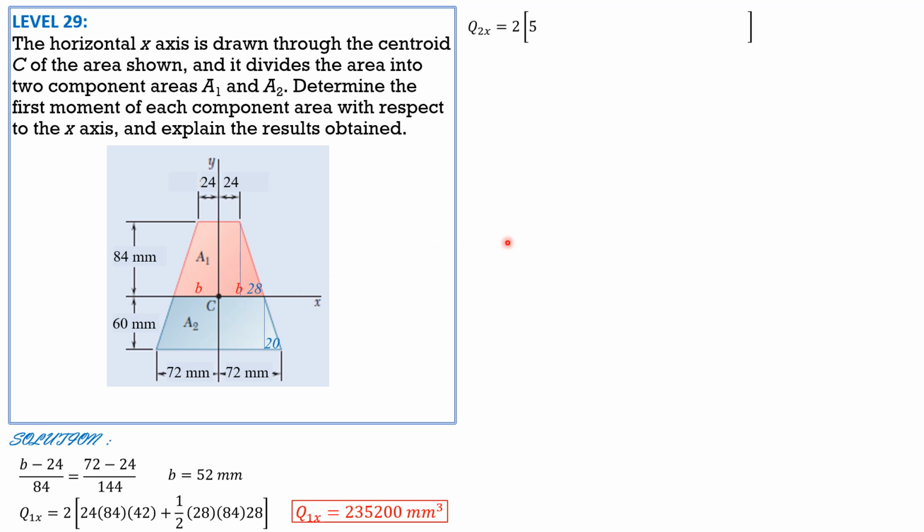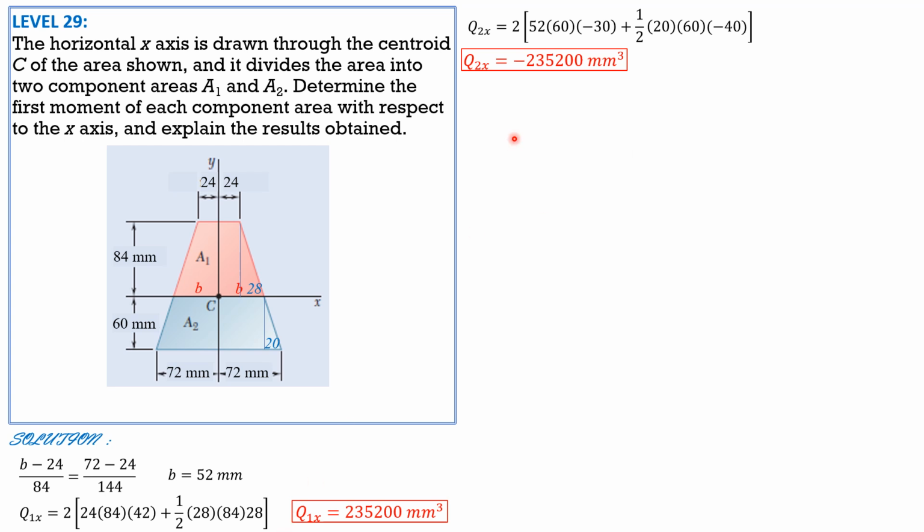So Q2X is 2 times quantity 52 times 60 times negative 30 for this rectangle. Then for the triangle, 1/2 of 20 times 60, then 2/3 of 60 is 40, but it is negative because the centroid is here and the distance to the neutral axis or centroidal x-axis is 40, but it is below, so negative. So Q2X is negative 235,200 mm cube.